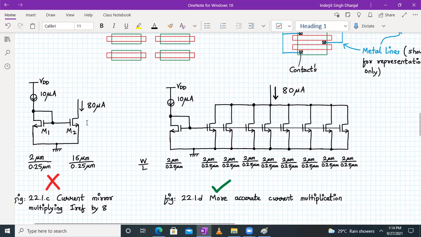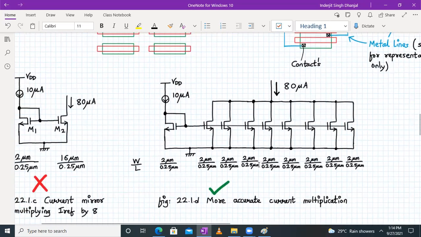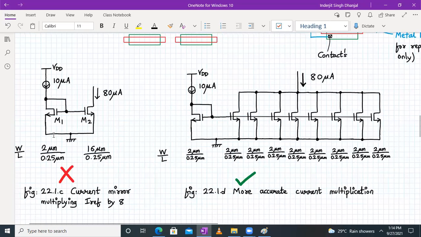So instead of increasing the width of M2 as 8 times, you create multiple copies of your unit design, right? And you connect them in parallel. So this is more accurate current multiplication technique, a very, very important concept. This is a wrong approach to your left-hand side, and this is the correct approach on the right-hand side, which is the more accurate current multiplication or current mirroring.